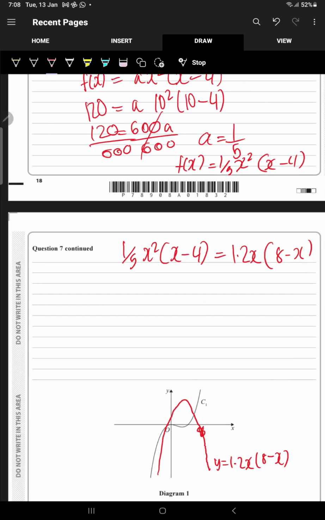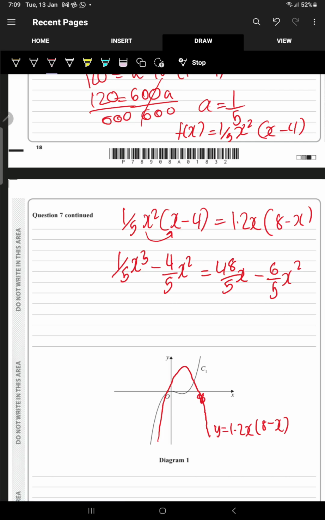x cubed, and 1/5 times minus 4 is minus 4 over 5 x squared. So 1.2 times 8 is going to be 48 over 5 x. This one is 1.2 times 1, which is just going to be minus 6 over 5 x squared. So we have all x's here.